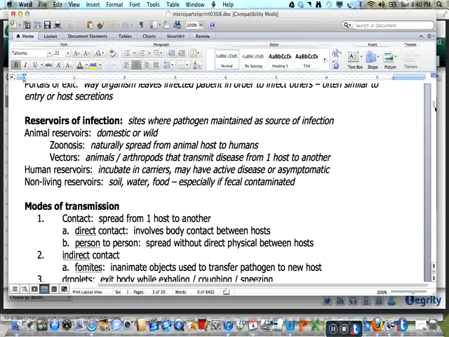Reservoirs of infection are sites where the pathogen is maintained as a source of infection. Animal reservoirs include both domestic and wild animals. A zoonosis is naturally spread from an animal host to a human, where vectors in animals are arthropods that transmit the disease from one host to another. Human reservoirs occur when the pathogen incubates in a human carrier. The reservoir may have an active disease or be asymptomatic. In general, a more successful microbe will not kill its reservoir, or at least will take a longer period of time to do so, allowing for more opportunities to spread.